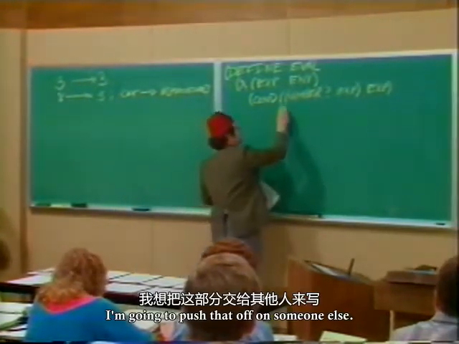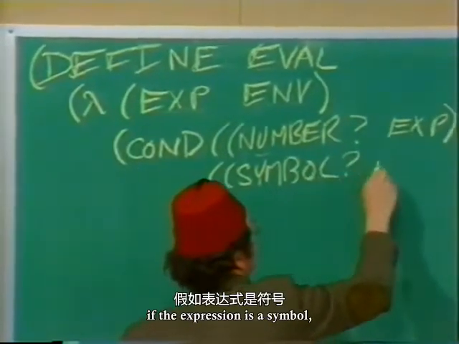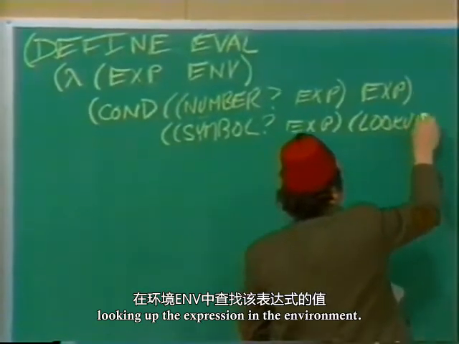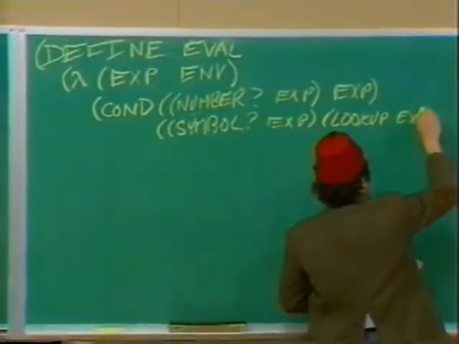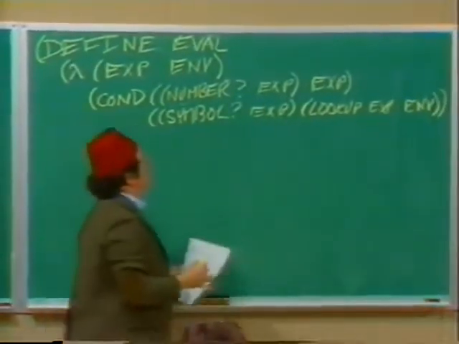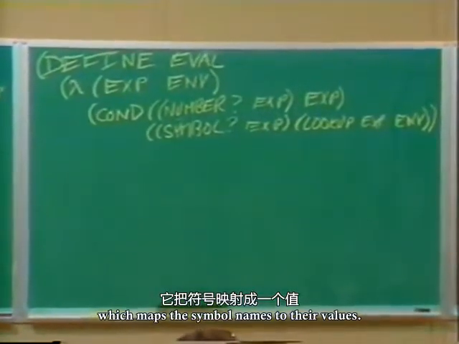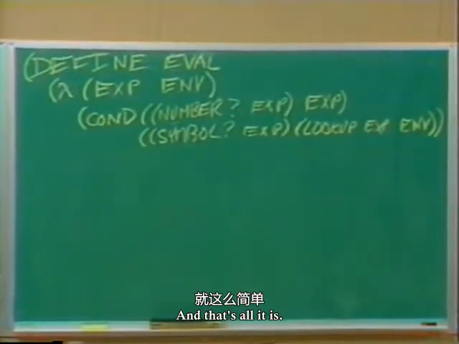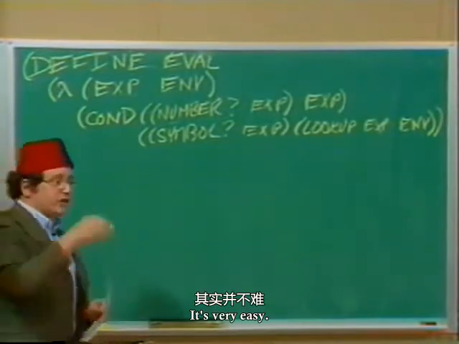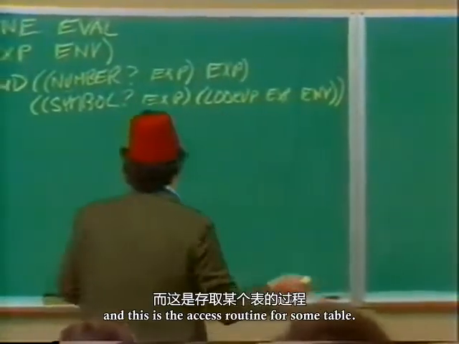Okay, so that's easy enough. I'm going to push that off on someone else. If the expression is a symbol, then I want the answer to be the result of looking up the expression in the environment. Now the environment is a dictionary which maps the symbol names to their values. And that's all it is. How it's done, well, we'll see that later. It's easy to make data structures that are tables of various sorts. But it's only a table, and this is the access routine for some table.